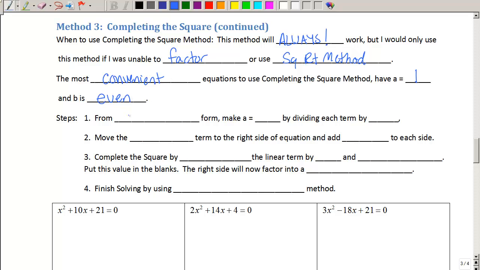So from standard form, we want to make a equal to 1 by dividing each term by the coefficient a. Next, I'd like to move the constant term to the right side of the equation and add 2 blanks to each side. We now complete the square by dividing the linear term by 2 and squaring that value. Put this value in the blanks. The left side will now factor into a perfect square.